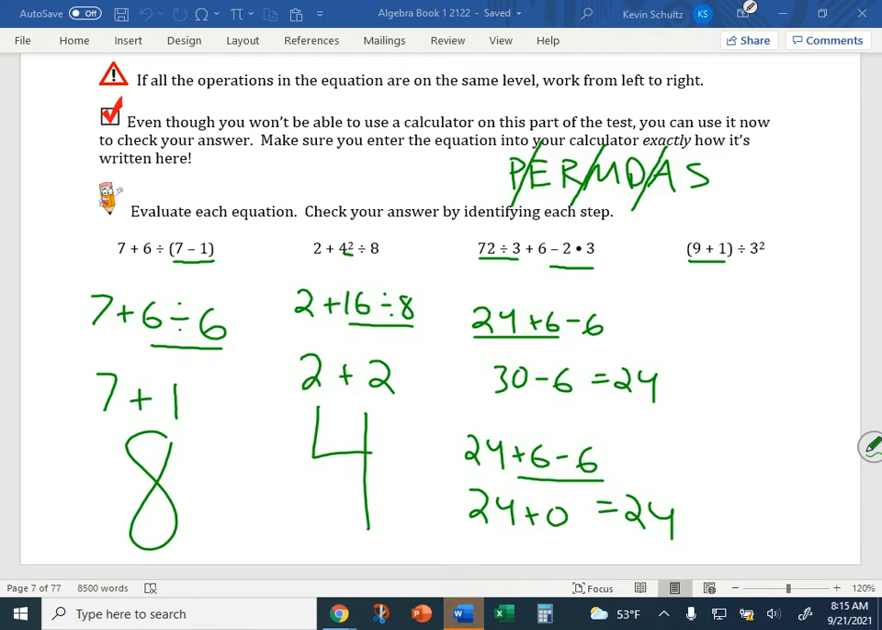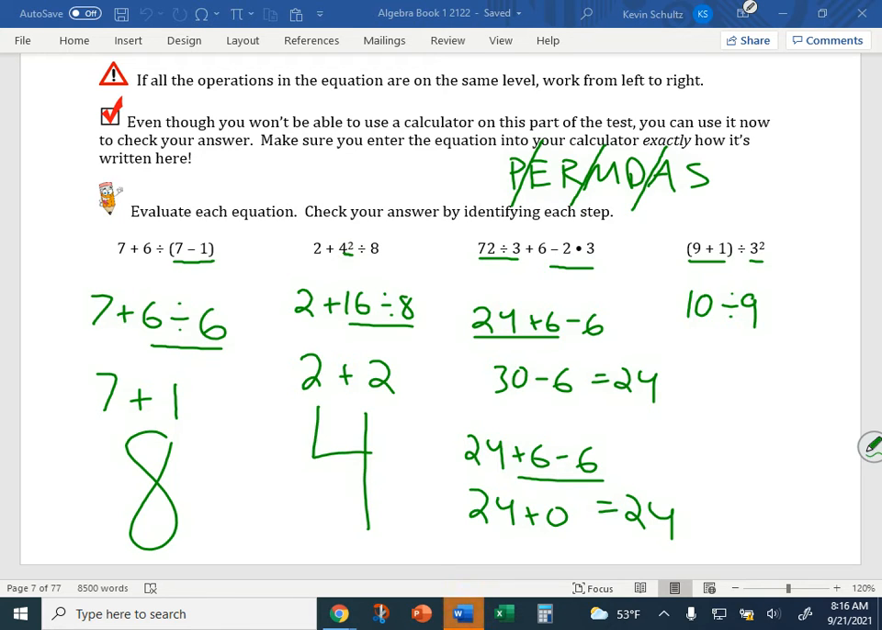Why can we do parentheses and exponents in the same step? Why can we do it in the same step? Because they don't affect each other, right? They're separated by division, which we do after both of those anyway. So we get 10 divided by 3 squared, which is? Thank you.